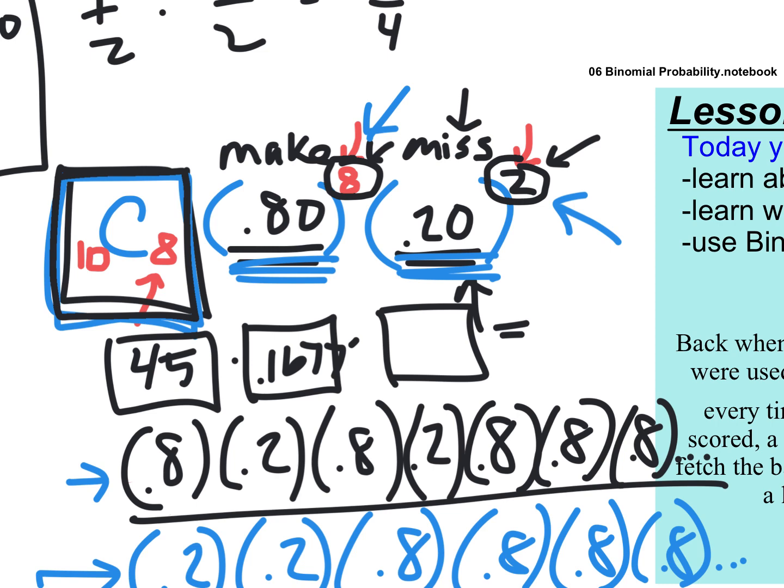So I'm going to say times 0.2 to the second, and the grand total I get after I multiply all 3 of these together, including the 45, is 0.302. Can anybody verify 0.302? You guys did it perfectly. Good job.